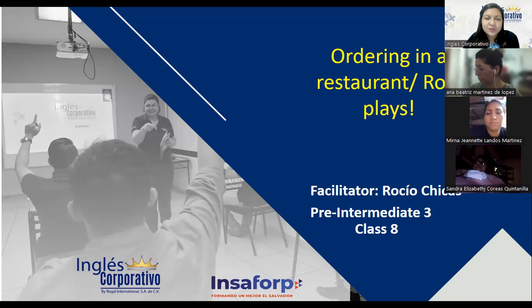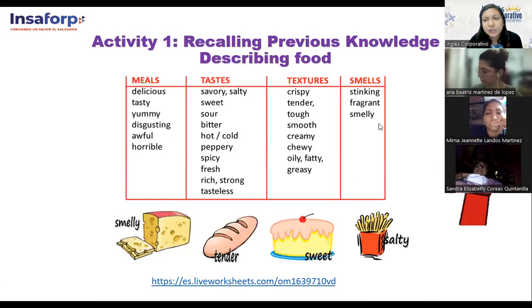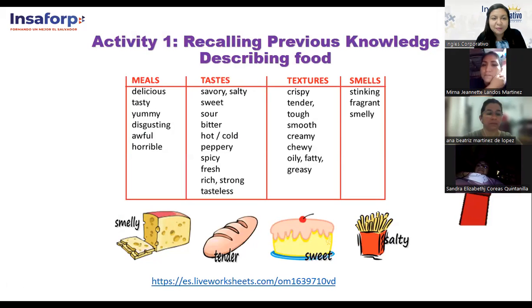So in this session, a conversation will be played with a waiter and a customer, using modal verbs such as would and will for requests. Okay, so we're going to have recalling previous knowledge, ordering in a restaurant, writing about food, and wrap up. So we are going to try to review the vocabulary. Here we can see how we can describe food. We can describe meals, the tastes, the texture of the food, and also the smell of the food.